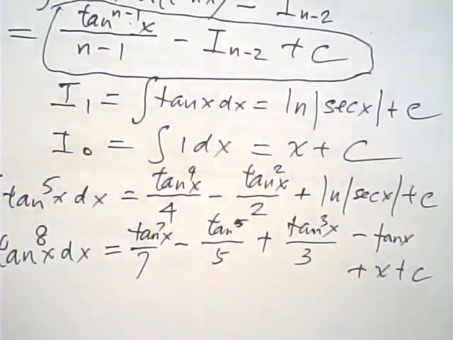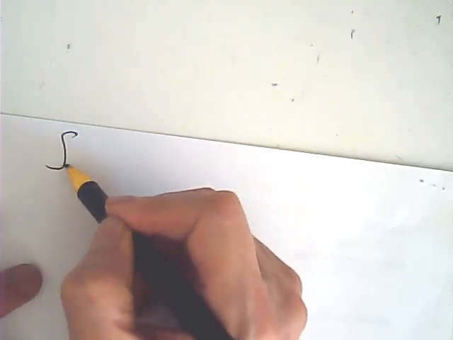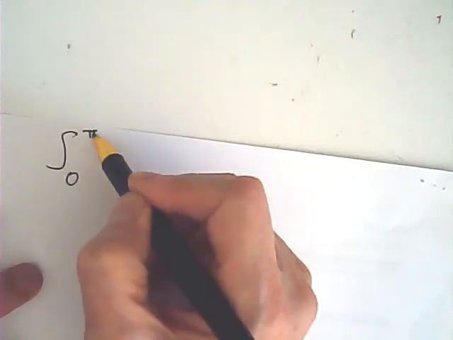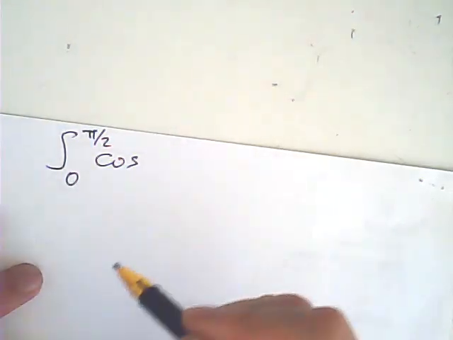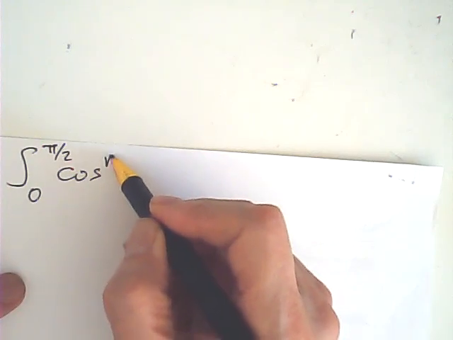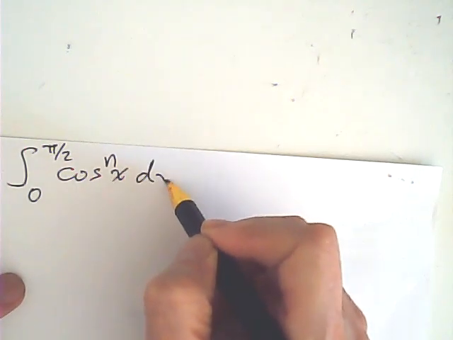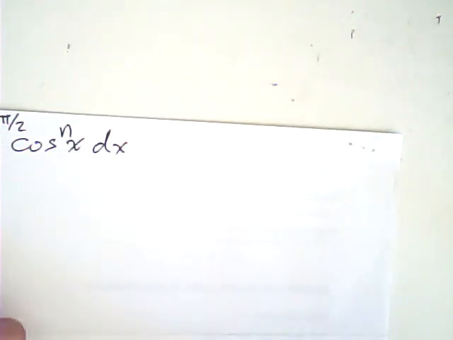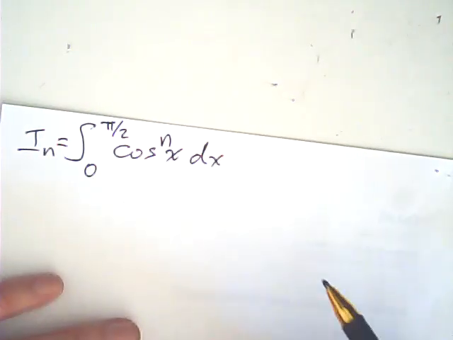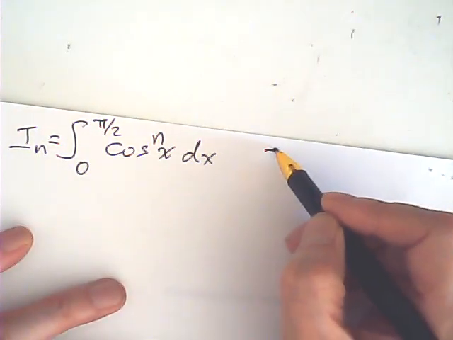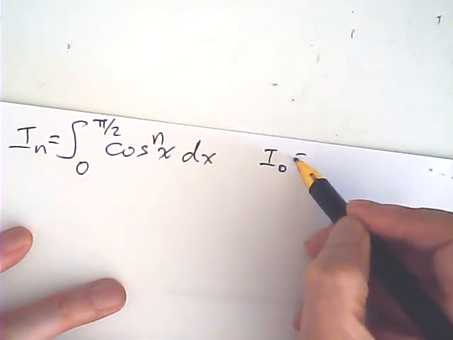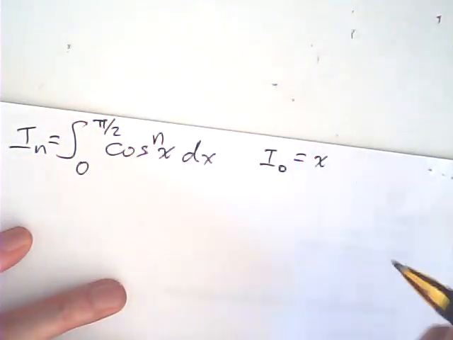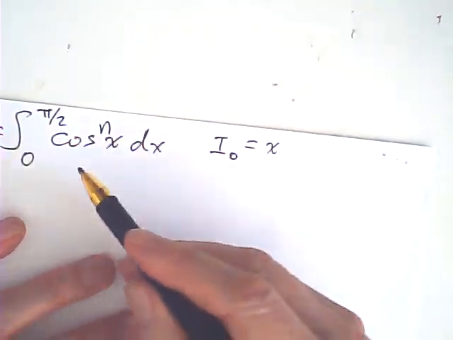Now this is one example. Now let me take another example. How about the definite integral from 0 to half pi of cosine n x dx? I call this one In, right? Well, in which I0 will be x, plus c. Let me forget the c.